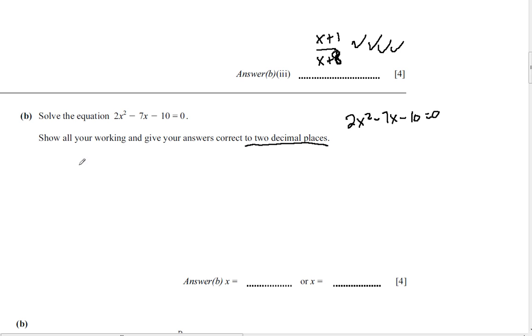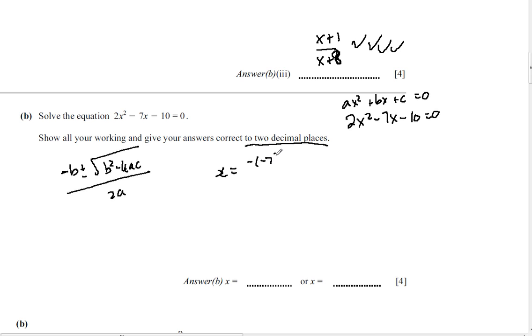To solve this equation, we need to use the negative b plus minus the square root of b squared minus 4ac equation over 2a, where our equation is in the form ax squared plus bx plus c is equal to 0. So a is 2, b is negative 7, c is negative 10, so we just put this in this equation. So x is equal to negative b, which will be negative of negative 7.